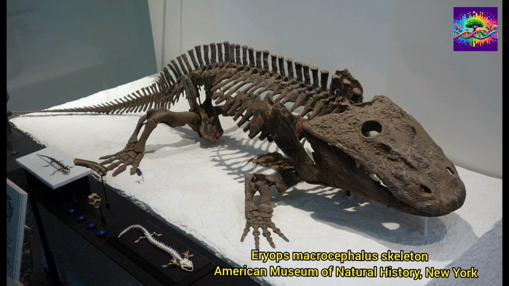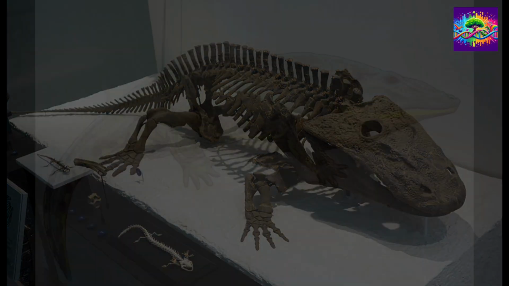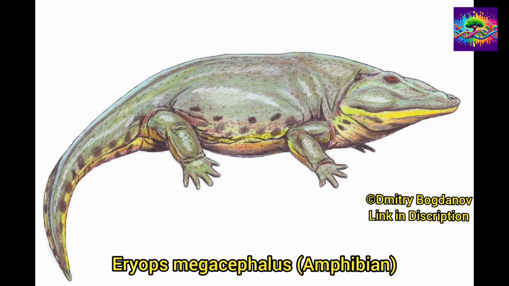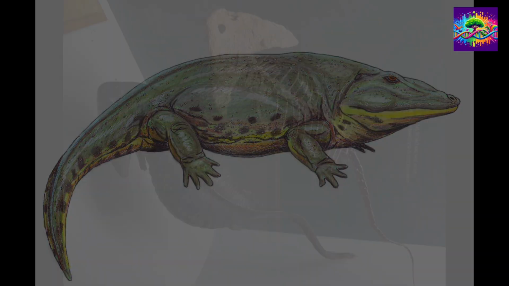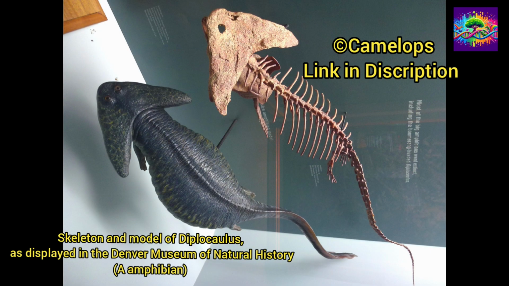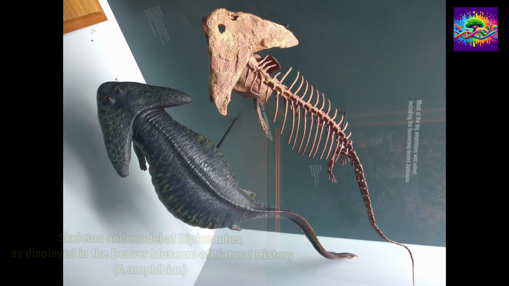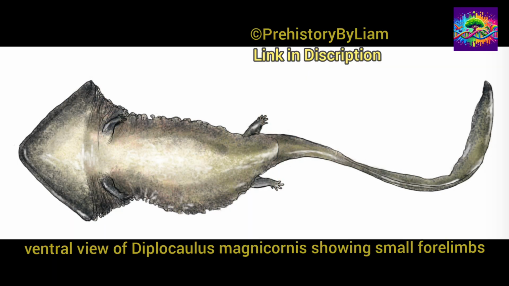Ariops was a large amphibian that lived in muddy and swampy areas. It had strong jaws with sharp teeth, making it an effective predator. Diplocaulus was an unusual-looking amphibian with a boomerang-shaped head, typically found in small ponds and rivers.